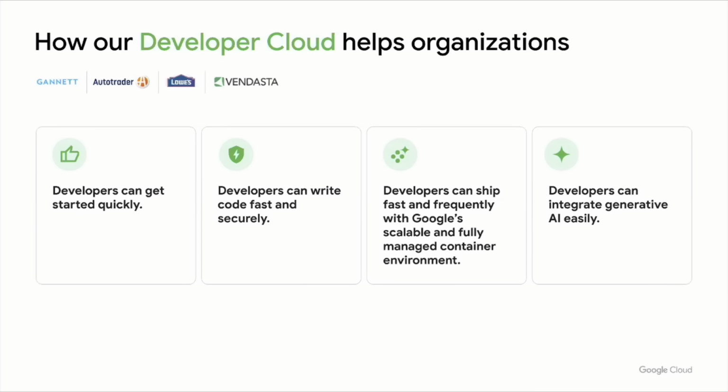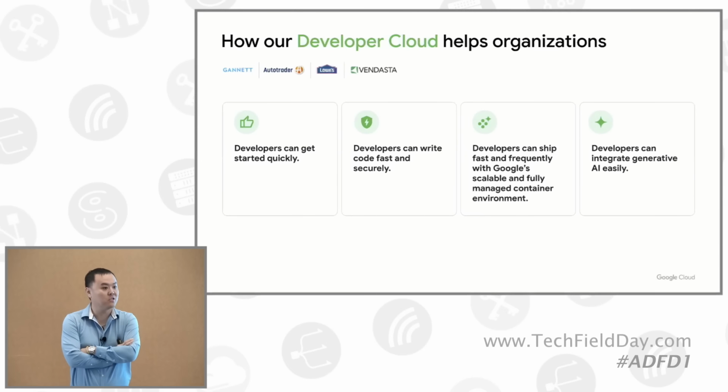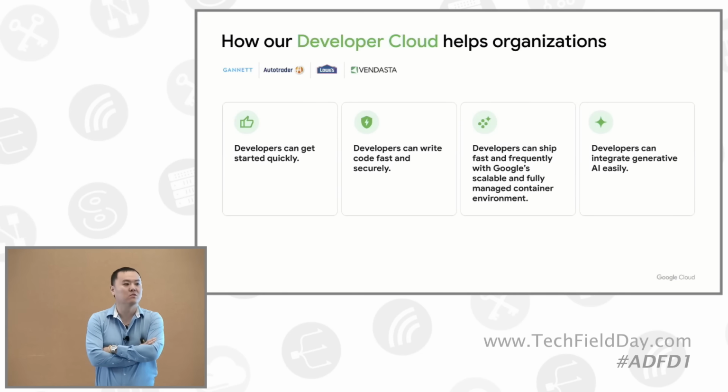Developers can write code fast and securely, and developers can ship fast and frequently with Google's scalable and fully managed container environments, right? And lastly, as we alluded to earlier, we just had Google Cloud Next, and you've probably all heard of Gemini and Gemini Code Assist. That is now widely integrated across all of Google Cloud. So whether you're on the console, or in a specific product, using things like Gemini Assist can really help you, one, go to market more quickly, but also help you debug solutions, right?